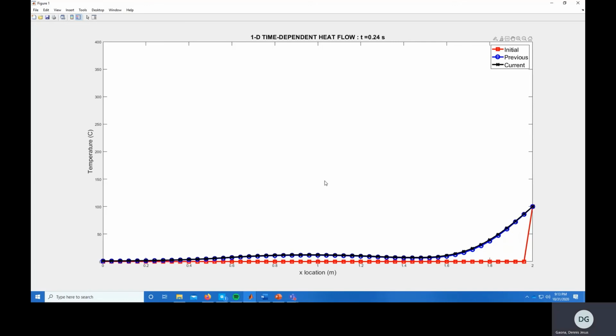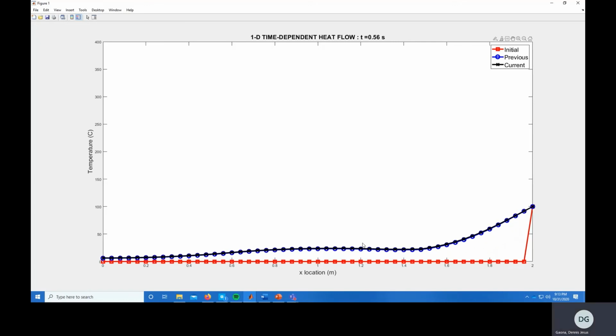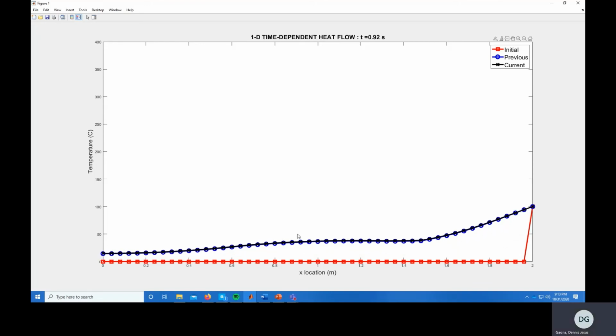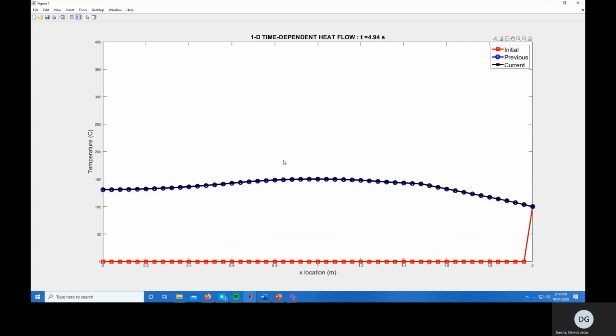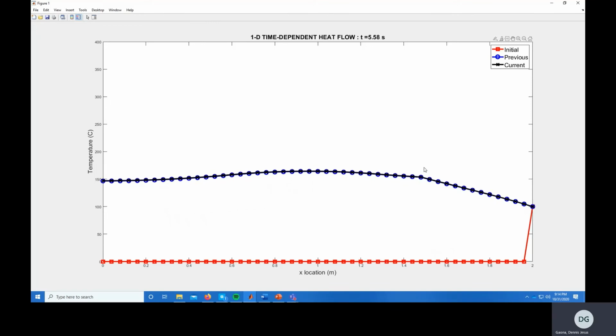Here we have our simulation. It looks like it is going towards our steady state simulation. Let's watch and observe what happens. At time equals 5, we can see that our solution is headed towards steady state. We have a sharp linear increase at the very right side of the bar.